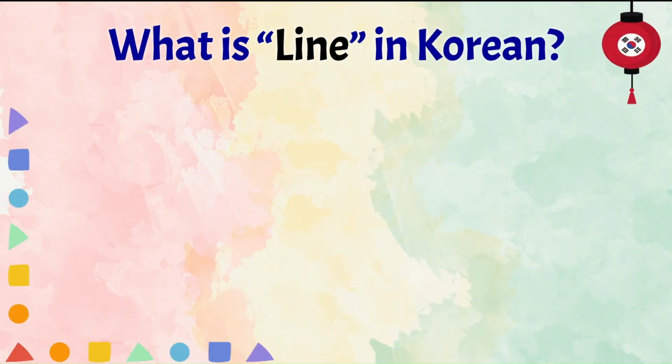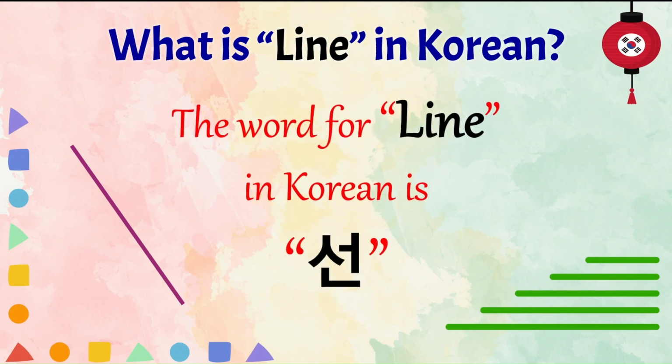What is line in Korean? What is the Korean word for line? So the word for line in Korean is 선. 선. Again, this is very easy. Just one syllable word. 선. Okay. Now, depending on their type, lines have different names. So let's see the Korean name for different kinds of lines.